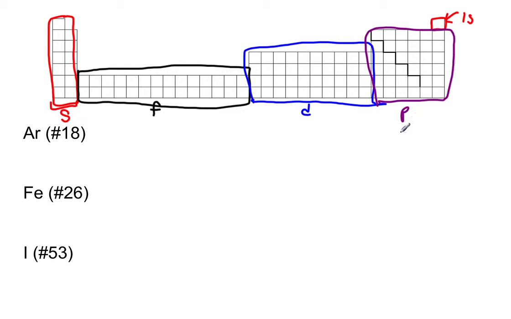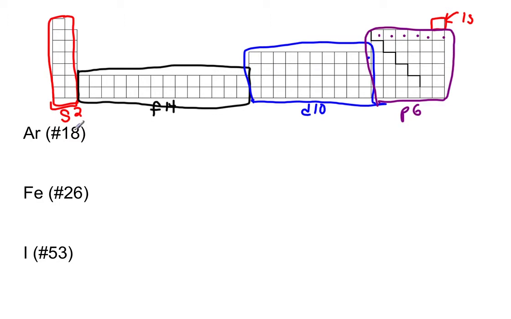Now, if I ever forget how many each of these blocks can hold, I just count. 1, 2, 3, 4, 5, 6. P's can hold 6 max. D's can hold 1, 2, 3, and if you count them all, you get up to 10. F's can hold a grand total of 14. And S can hold just 2. So if you ever forget how many electrons can be held in a sublevel, just look at your periodic table. It tells you that. It also tells you where you're going to end.